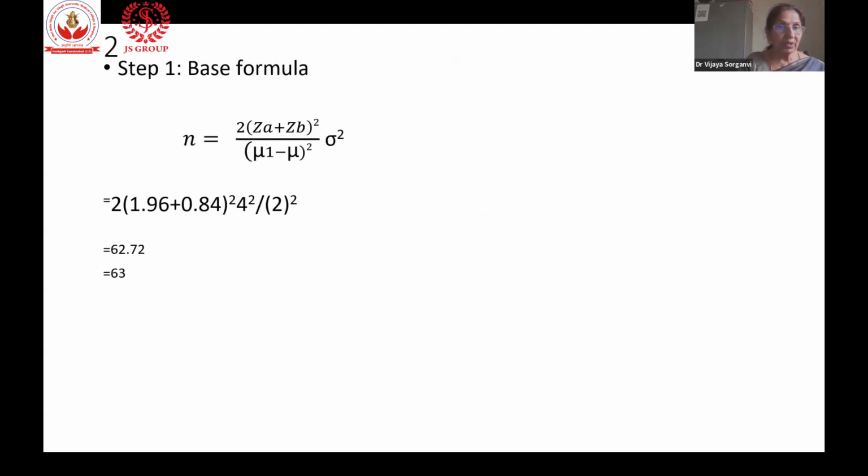So this is by formula: 2 into (Z alpha plus Z beta) square into standard deviation square divided by (mu1 minus mu2) square. Mu1 is the mean of the first group, mu2 is the mean of the second group. This sigma square, typing mistake, it has come here. It is not into, it is in the numerator. We have to multiply, but in the numerator only. The denominator is only the difference between the two means.